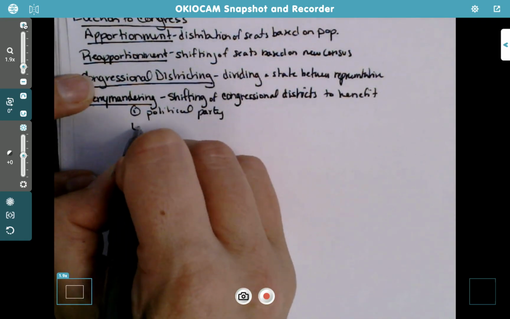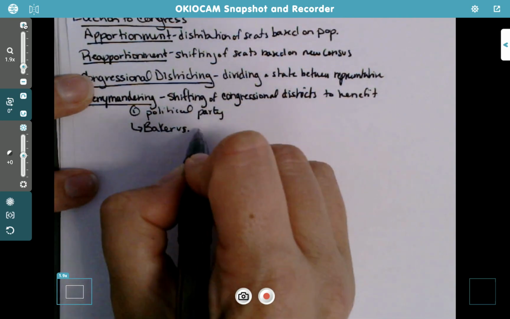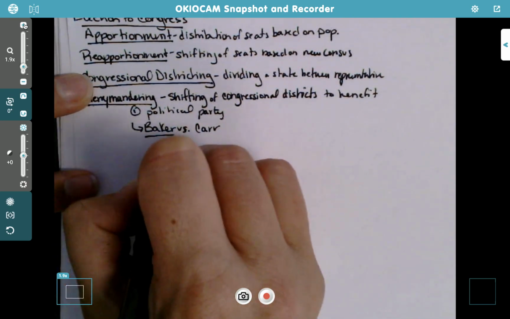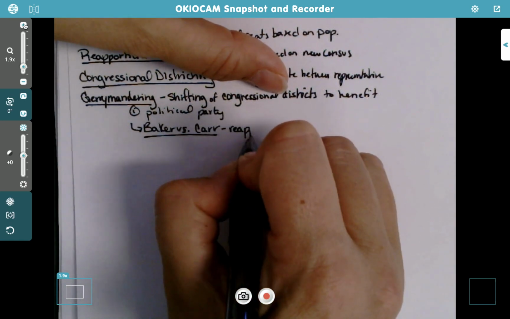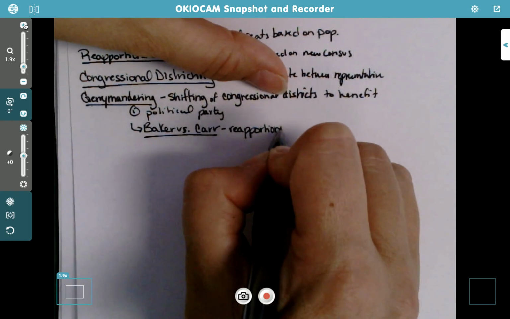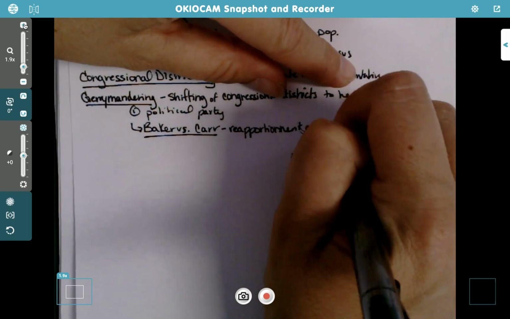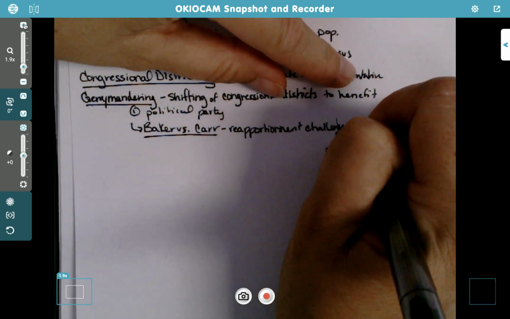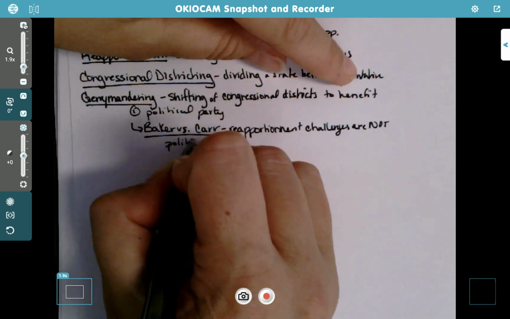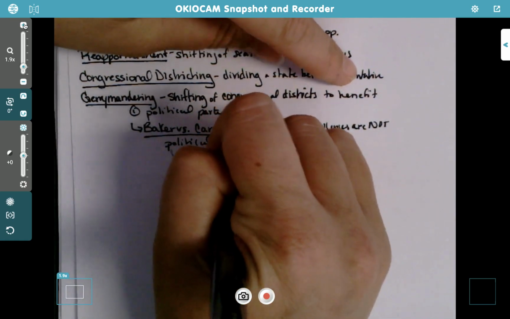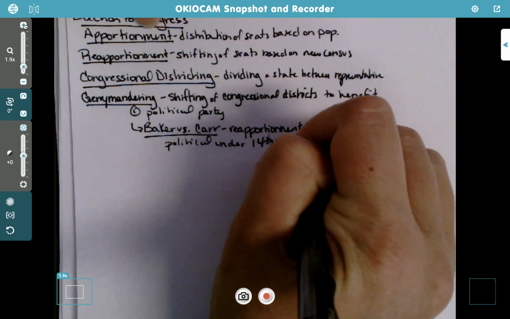Underneath that, you're going to write Baker versus Carr. And what is that? Supreme Court case. Reapportionment challenges are not political under 14th Amendment, which we'll get into on Tuesday.